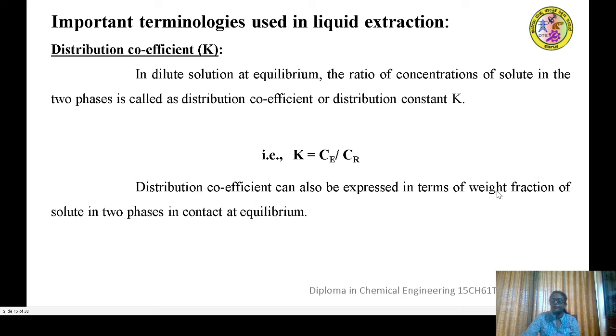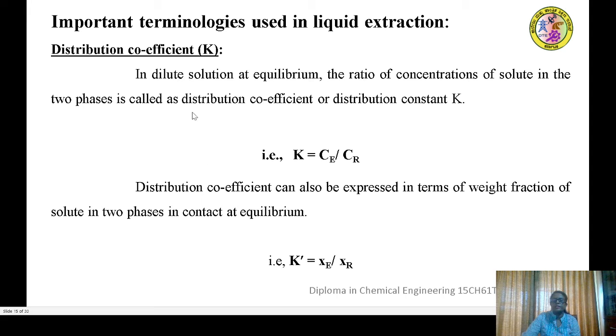On the other hand, if you represent the concentration of the component in terms of weight fraction, then you can write down the equation like this. So K dash is equal to Xe by Xr, where Xe represents the mole or the weight fraction of the solute in the extract phase. So E stands for extract, R for raffinate. In the same way, Xr represents the weight fraction of solute in the raffinate phase. The ratio of these two quantities is known as the distribution coefficient.